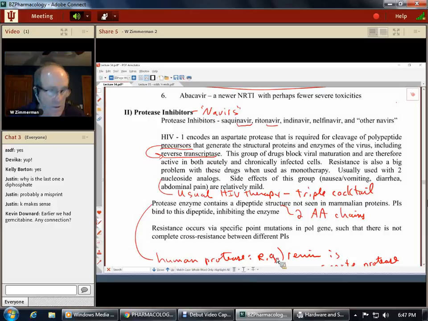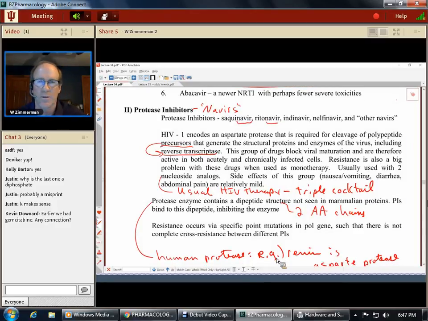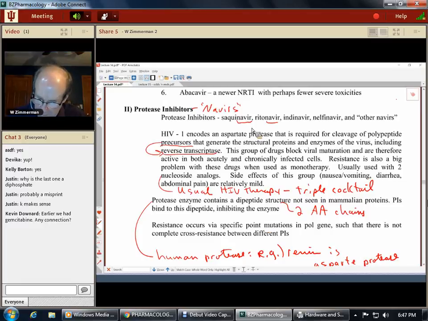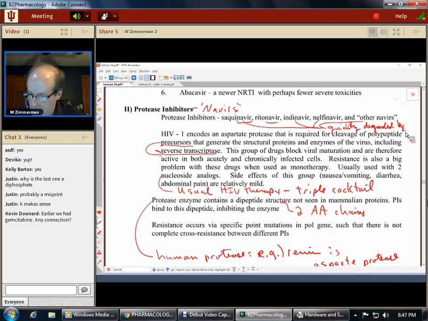A note on metabolism of these drugs. I usually don't like talking about metabolism because every drug is metabolized. We can't remember it all. But saquinavir, indinavir, nelfinavir, and many of the other navirs, they're pretty quickly degraded by the cytochrome P450 3A4 enzyme.